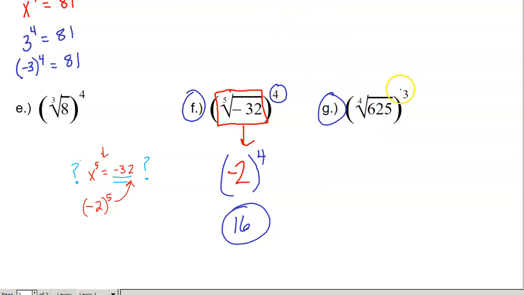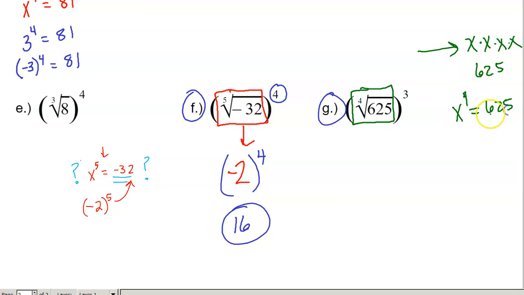G. Okay, so if I'm doing G, I'm going to do this part first, the fourth root of 625. Off to the side here, I'm thinking about the question, which number can I multiply by itself 4 times to give me 625? In other words, what to the fourth equals 625? If I think about 3, I know 3 to the fourth is 81. 4 to the fourth is 256. And the next one has to be 5: 5 times 5 times 5 times 5 is 625.